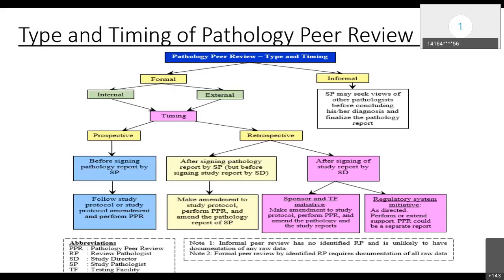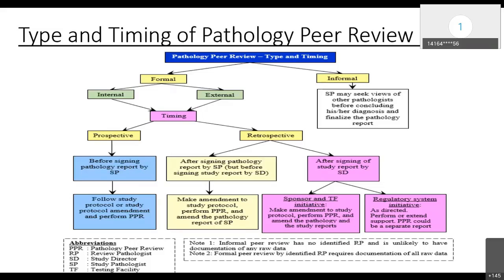And in case the study director has also signed the study report, then the peer review is to be initiated by the sponsor and test facility by taking an amendment of the protocol, performing the peer review, and amending the pathology report and also the study report. In case the report has been submitted and the regulatory agency asks for a peer review of the findings, then follow the regulatory instruction, perform the peer review, and prepare a separate report and submit it to the agency.